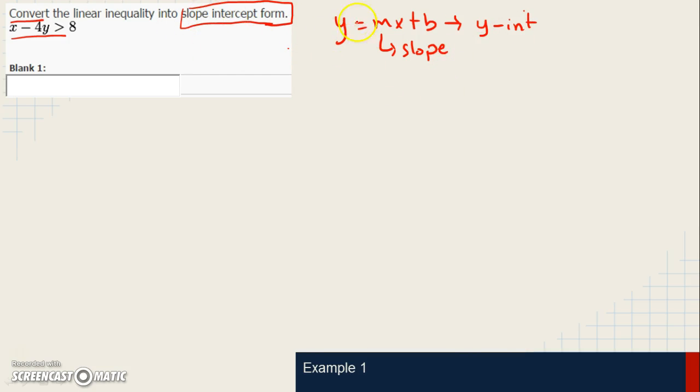So the only difference between this model and the model that we're actually going to have to use is, in the end, or to begin with, we're not going to have an equal sign. In fact, we're going to replace the equal sign with an inequality. Because we're not solving an equation, we're solving an inequality, or we're putting this inequality into slope-intercept form. So it's not going to be an equal sign here.